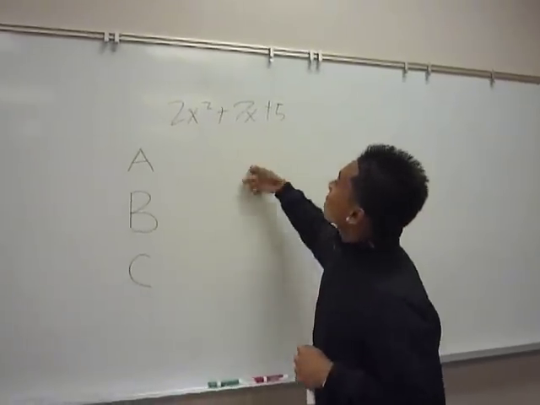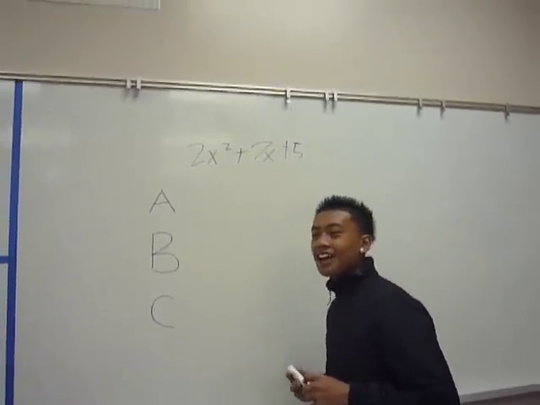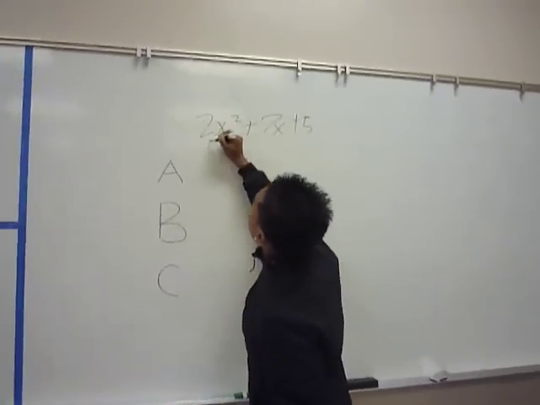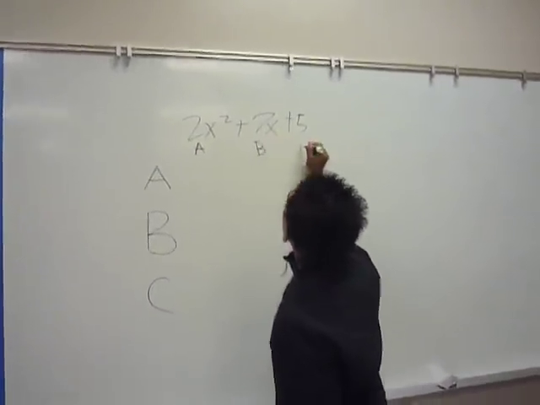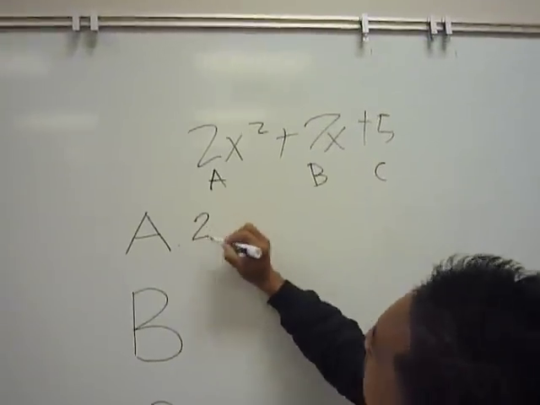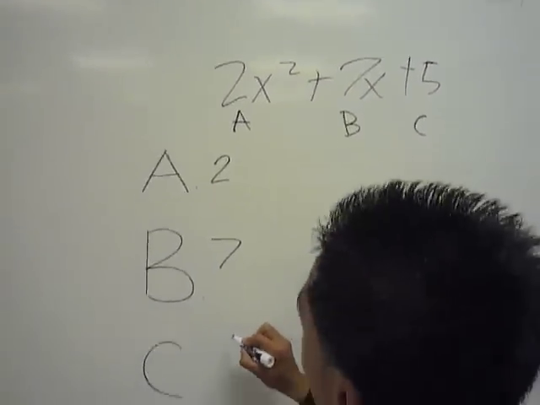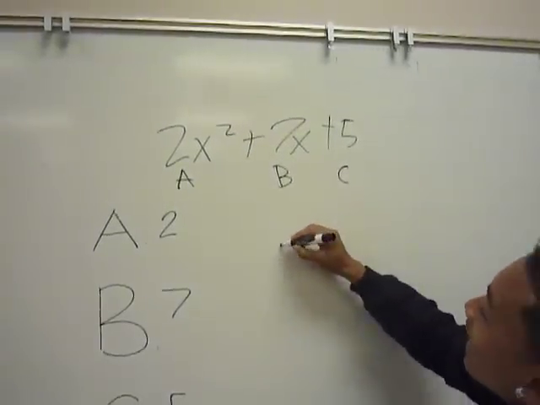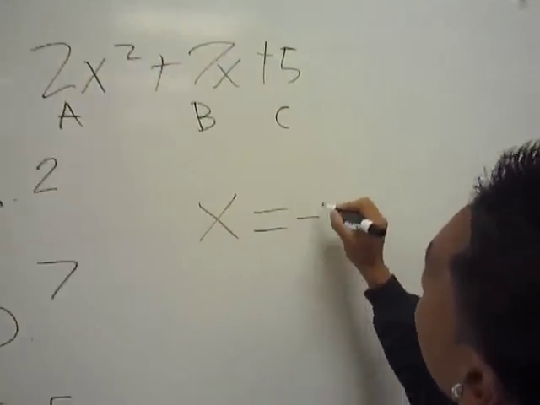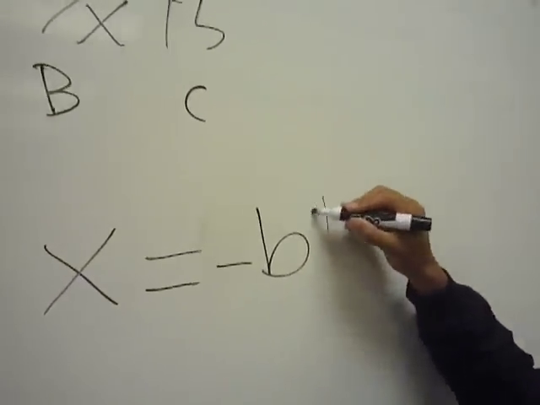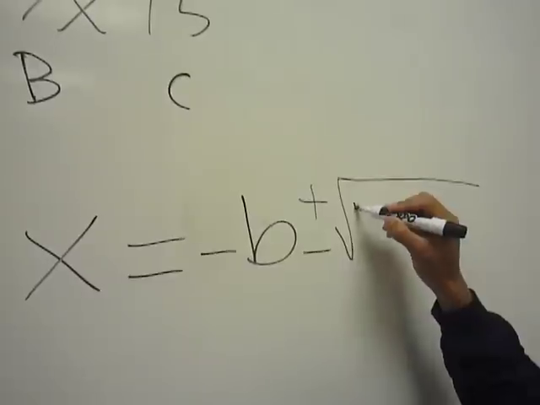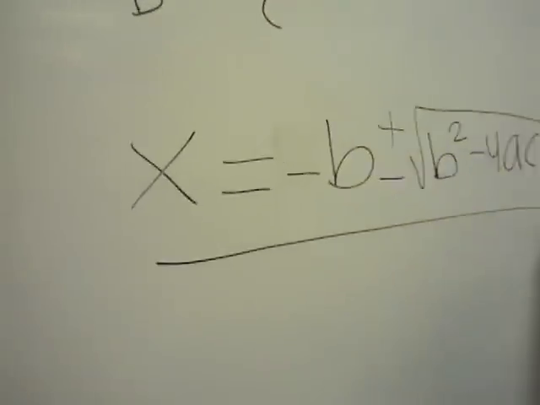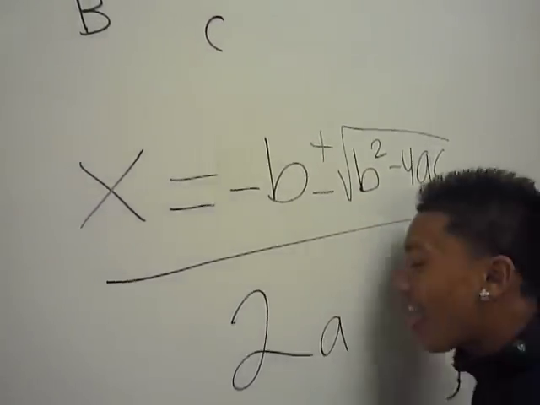We're gonna solve this and find the X-intercept by using the quadratic formula. This is A, this is B, and C. We only get the number. So this is 2, 7, and 5. And the quadratic formula is this: X equals negative B plus or minus the square root of B squared minus 4AC, all over 2A.